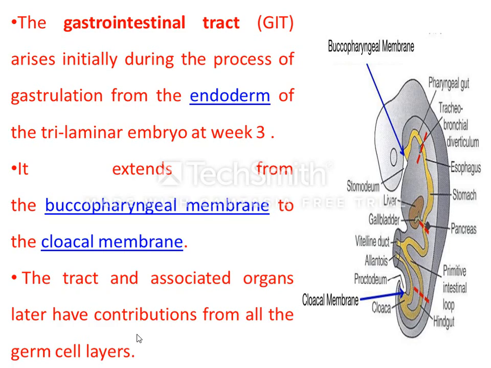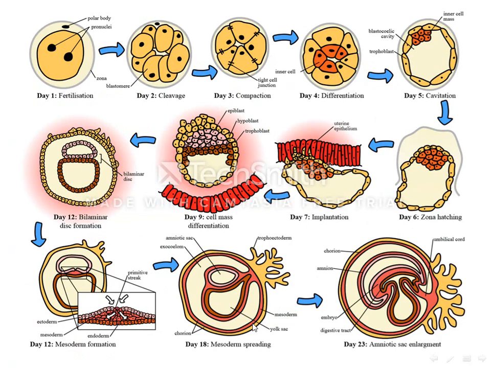Introduction. The gastrointestinal tract arises initially during the process of gastrulation from the endoderm of the trilaminar embryo at week 3. It extends from the buccopharyngeal membrane to the cloacal membrane. So the GIT arises from the endoderm at week 3. The tract and associated organs later have contributions from all of the germ cell layers.